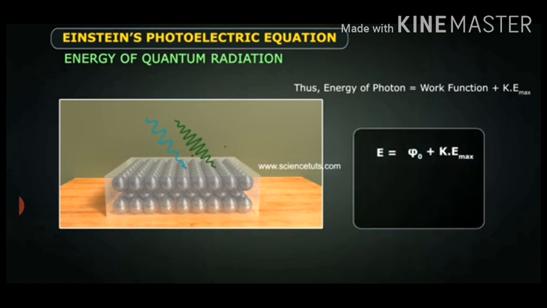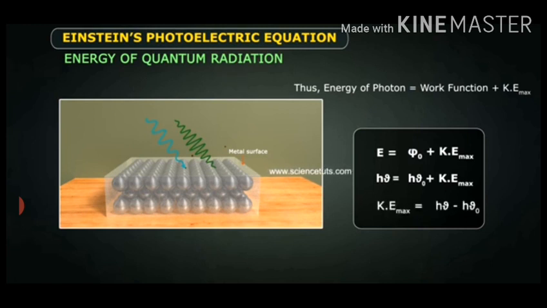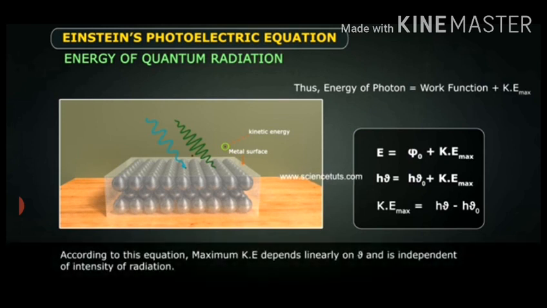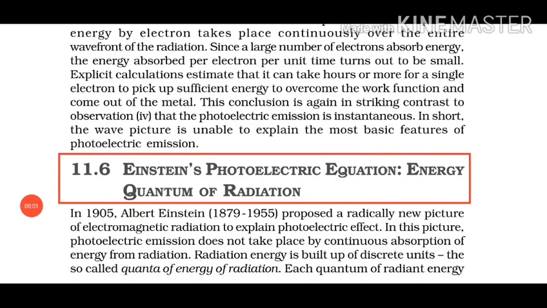E is equal to phi naught plus kinetic energy maximum. h nu is equal to h nu naught plus kinetic energy maximum. So kinetic energy maximum will be h nu minus h nu naught, and this equation is called Einstein's photoelectric equation. Now our next topic is Einstein's photoelectric equation, that is energy quantum of radiation.